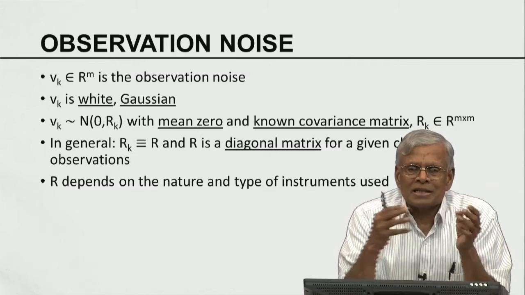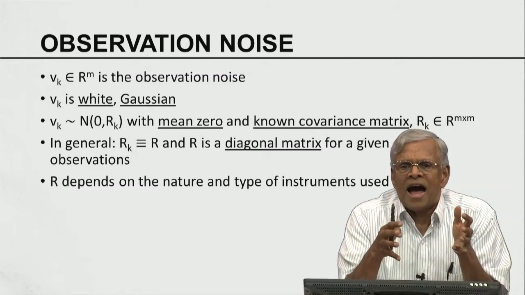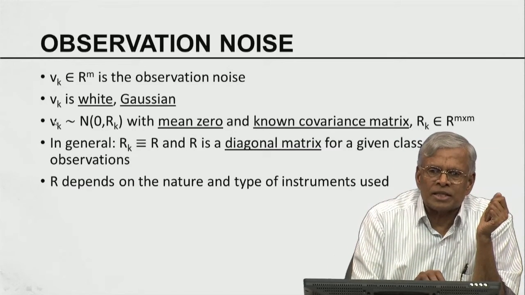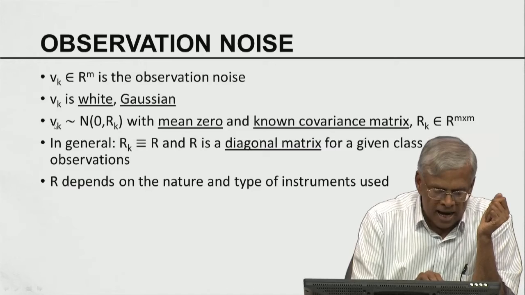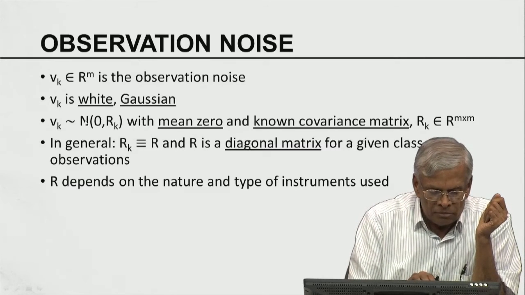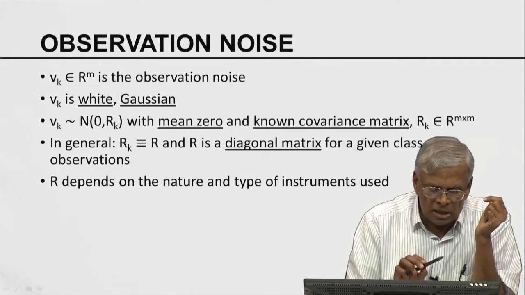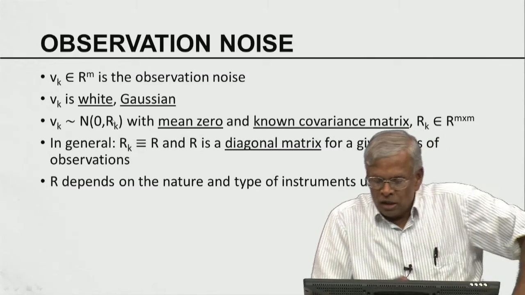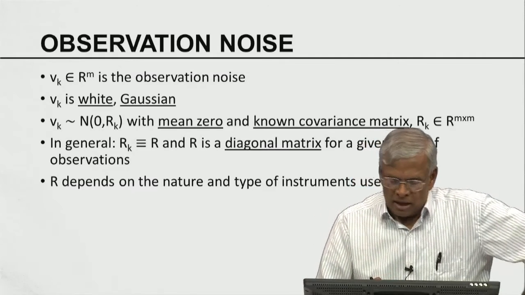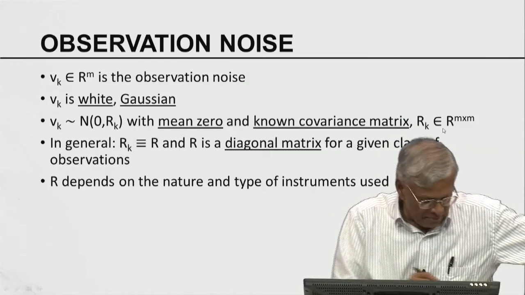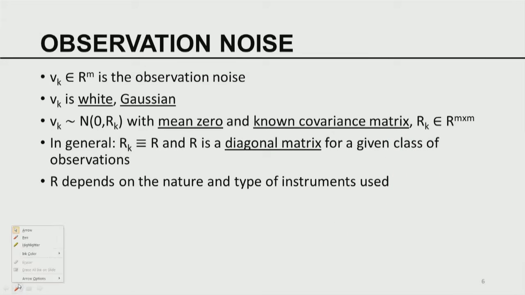These are the key assumptions that are made to be able to simplify your analysis. So Vk is the observation noise that affects the observation at time k. Vk is a vector of random variables. It has zero mean and a covariance Rk. It is assumed the covariance matrix is known. Rk is a covariance matrix of size m by m. It is also assumed Rk is symmetric and positive definite in most of the cases.